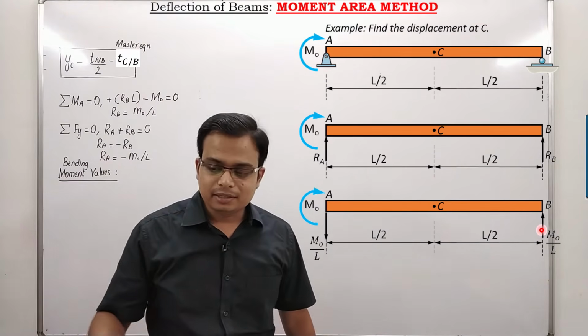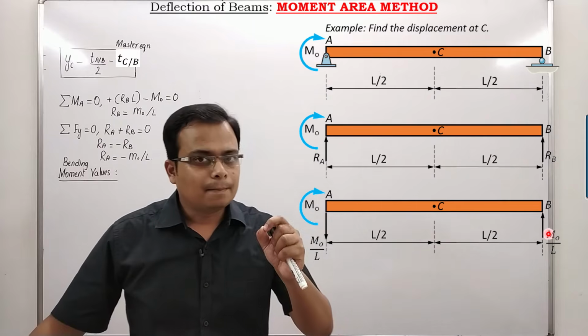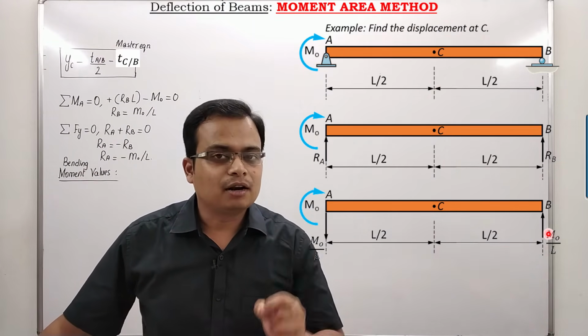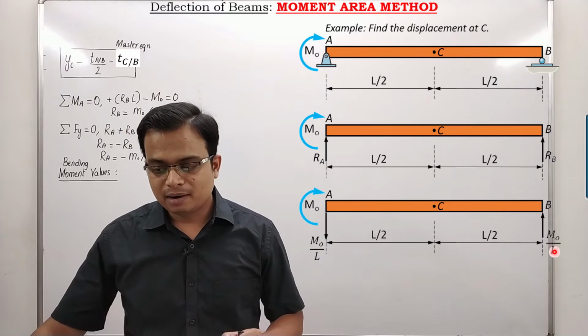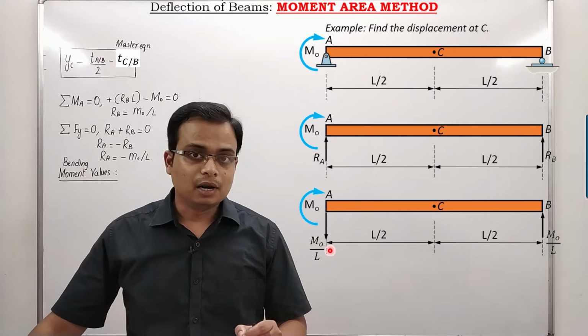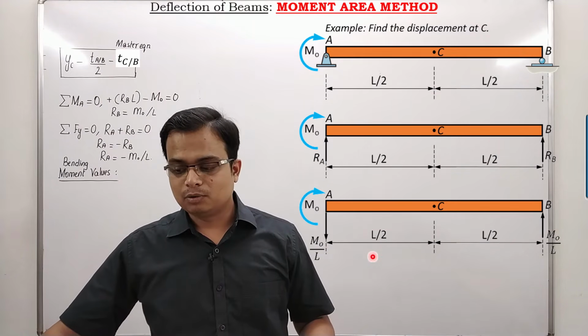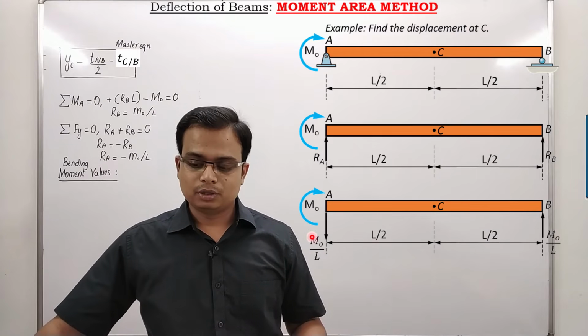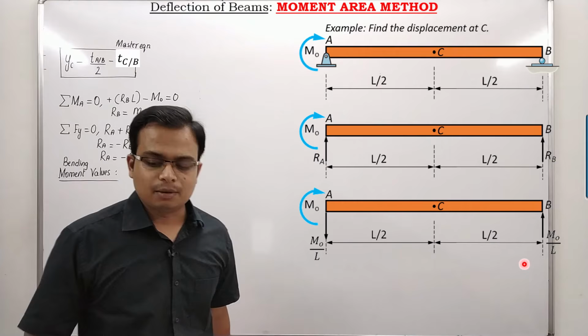So why am I saying it? This is a couple because you can clearly see that these are two anti-parallel forces, separated by some distance L. So M naught by L multiplied by this L will give you the couple's magnitude, that is M naught, simple. So this is equal to this. The active couple and the reactive couple. Don't get into the couple business.